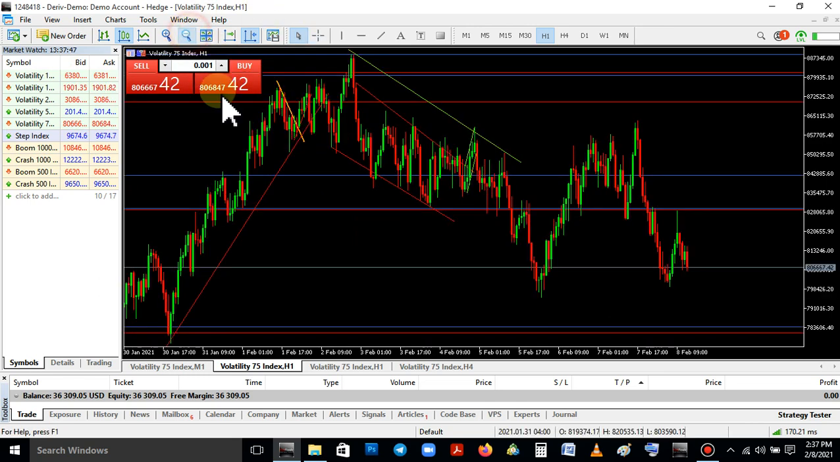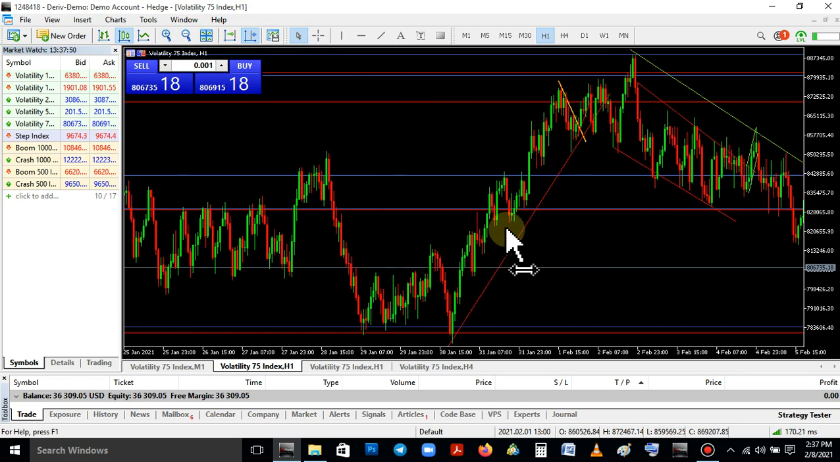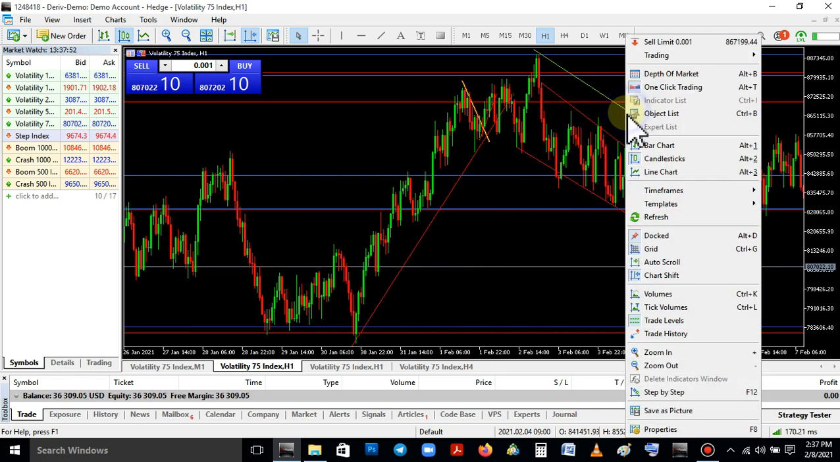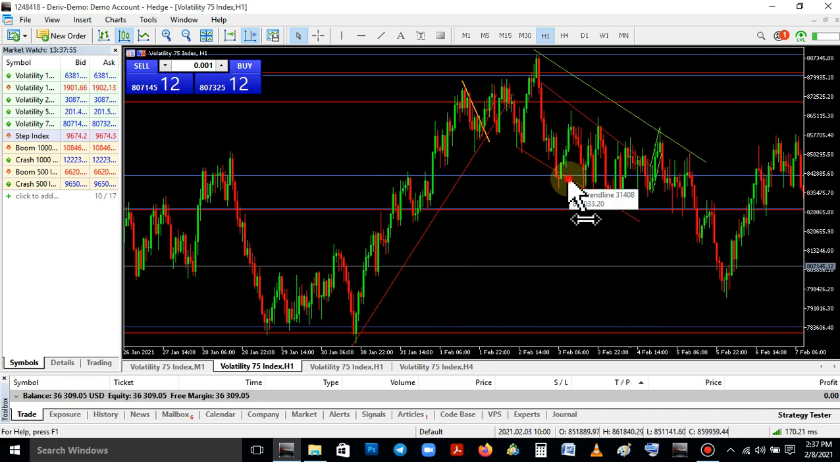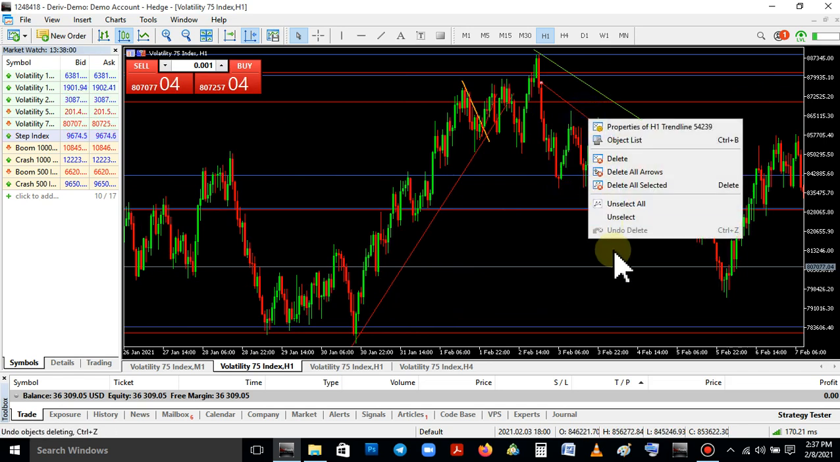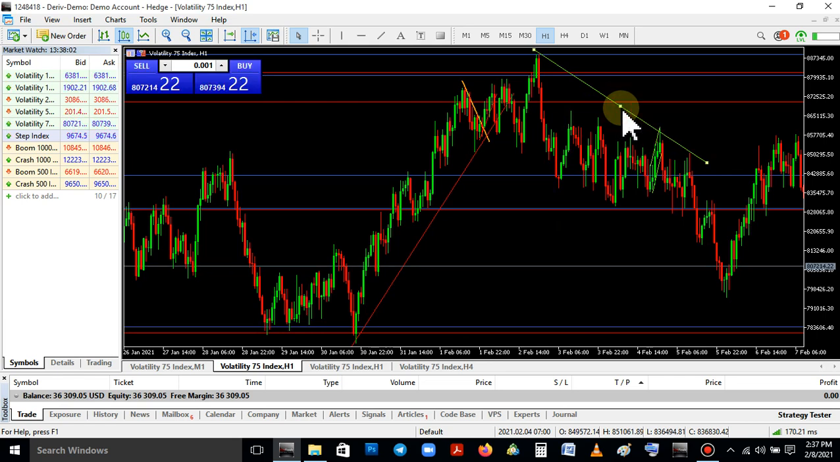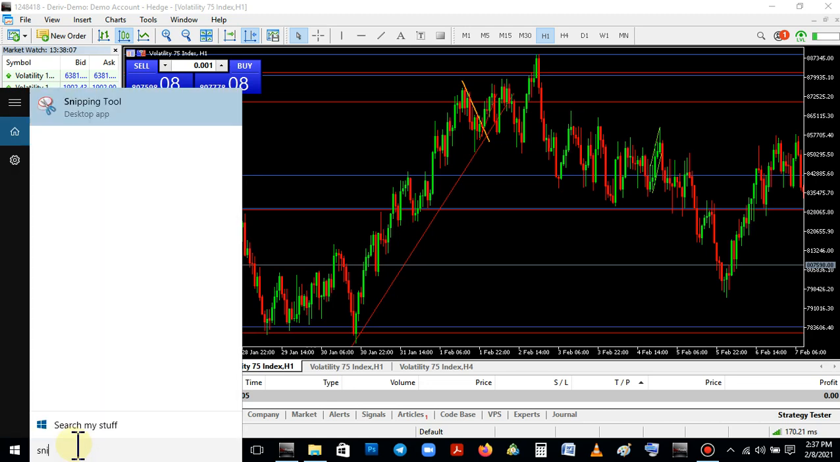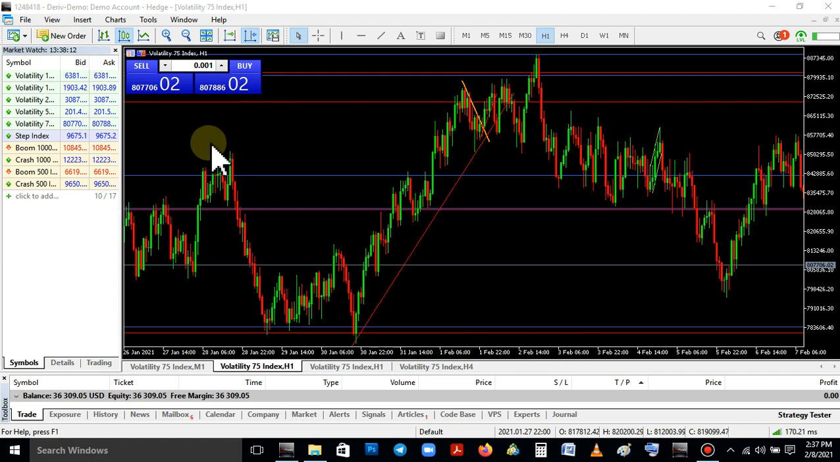So once you are done marking up like this and you are using your laptop, just search for your snipping tool and then click it or double click it, whichever way works for you. Then you will use it to take a screenshot.